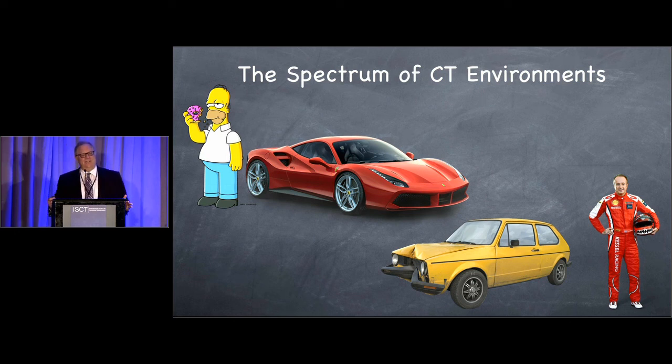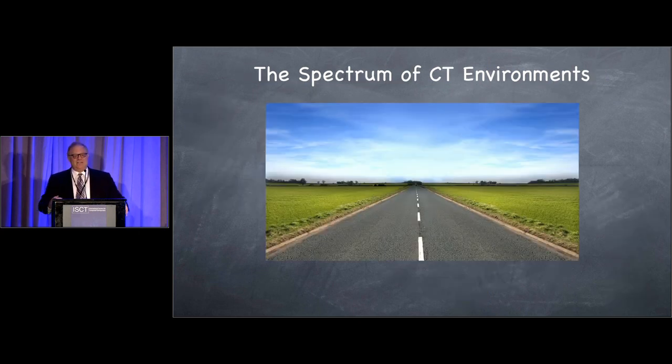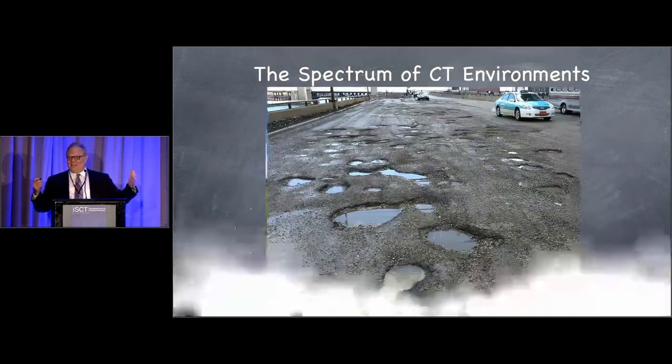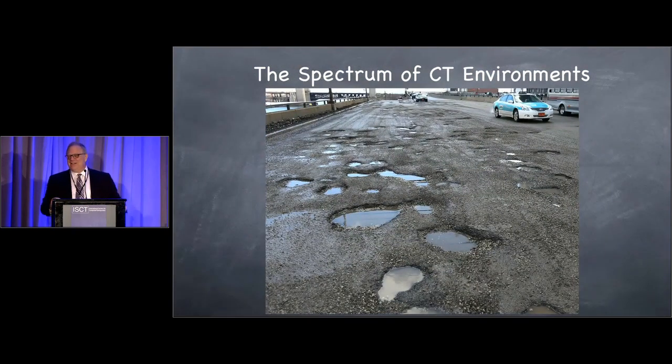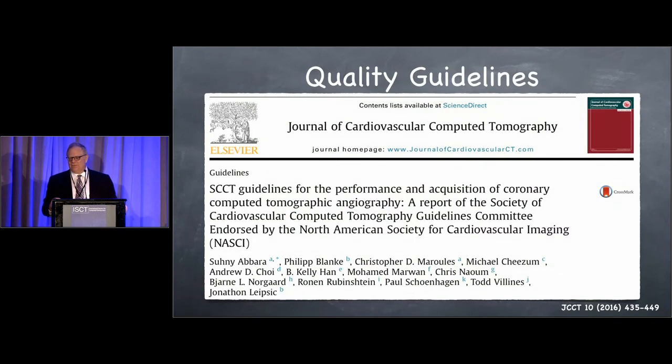Whatever it is, you need to make the most of what you've got, and you need to also hopefully be the guy who knows how to drive it and not Homer here. Because not every road to a diagnostic coronary CTA looks like this. Many of them look like this. And we want to try to figure out how to navigate those roads to get a diagnostic scan as often as possible. Really, really important.